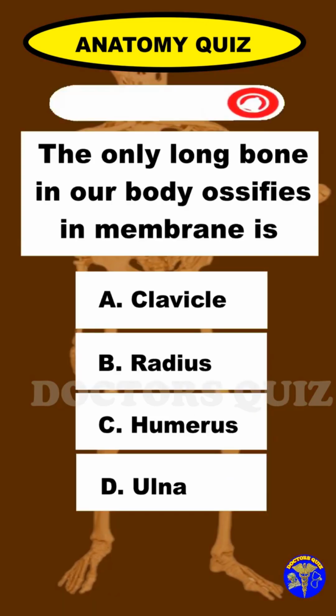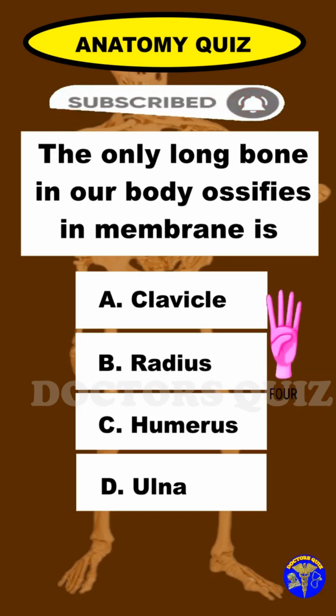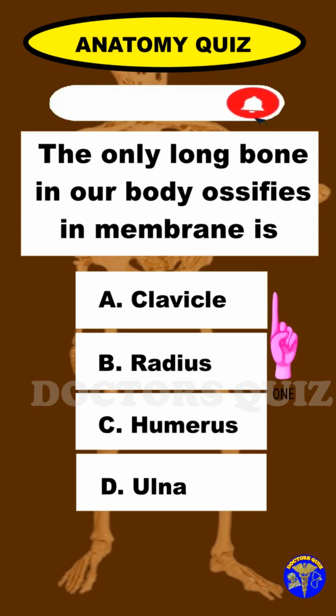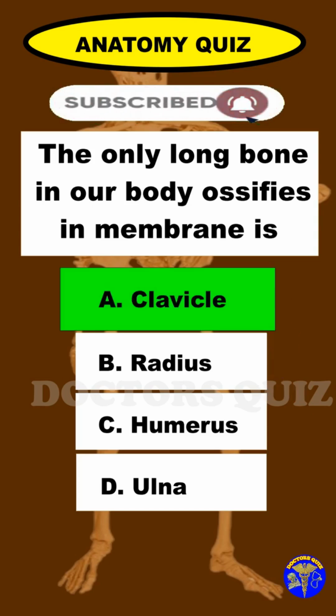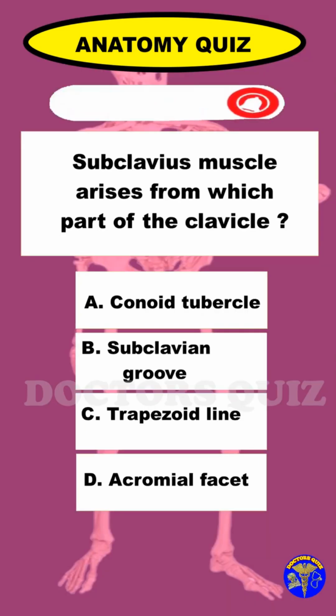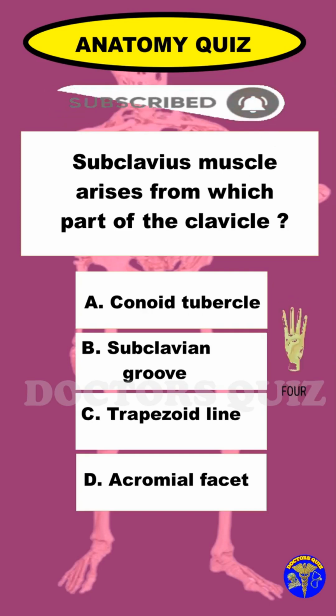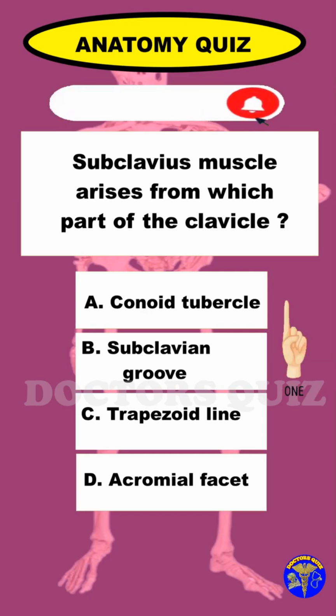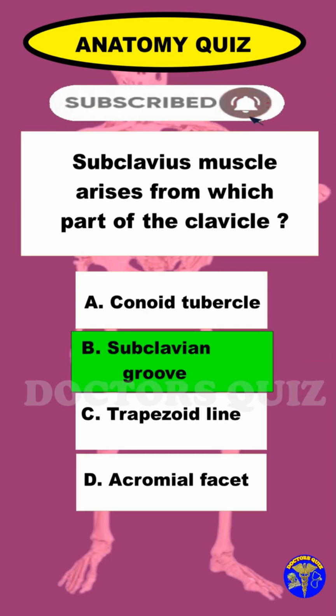Radio-ulnar joints. The only long bone in our body ossifies in membrane is clavicle. Which bone supports the shoulder so that the arm can swing clearly away from the trunk? Clavicle. Subclavius muscle arises from which part of the clavicle? Subclavian groove.